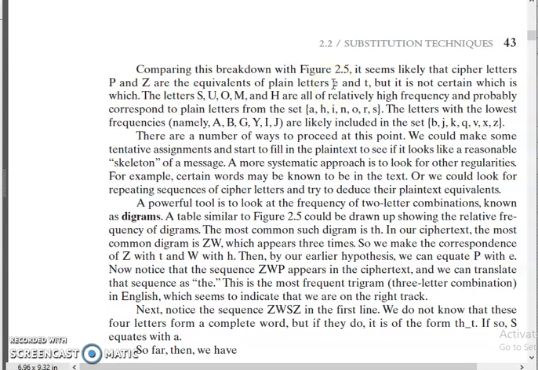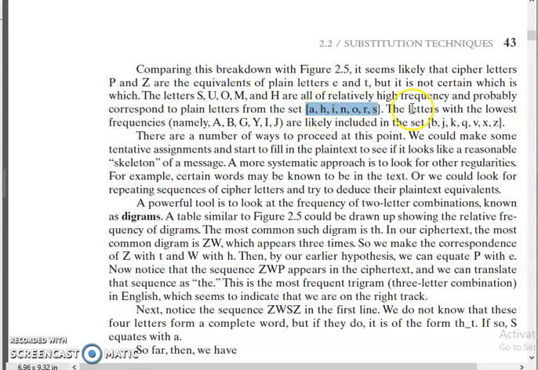Here the cryptanalyst matches the plain text frequency with the ciphertext frequency. And then the cryptanalyst uses the second highest frequency letters. S, U, O, M and H are relatively the next high frequency letters. They are replaced by the plain letters A, H, I, N, O. These are the cipher letters, and these are the plain letters.